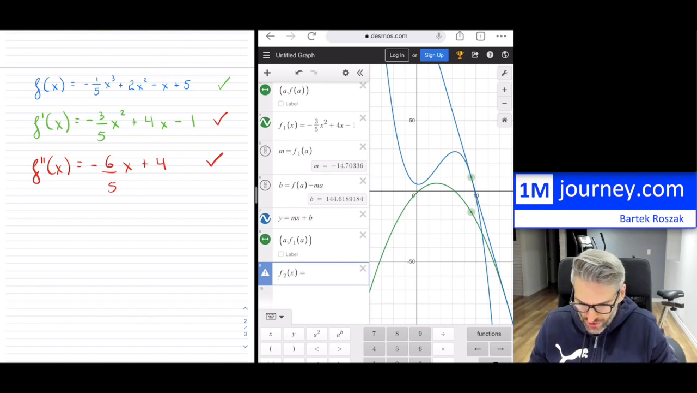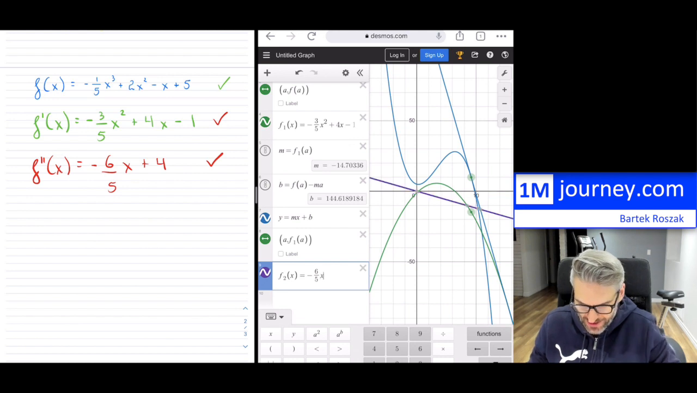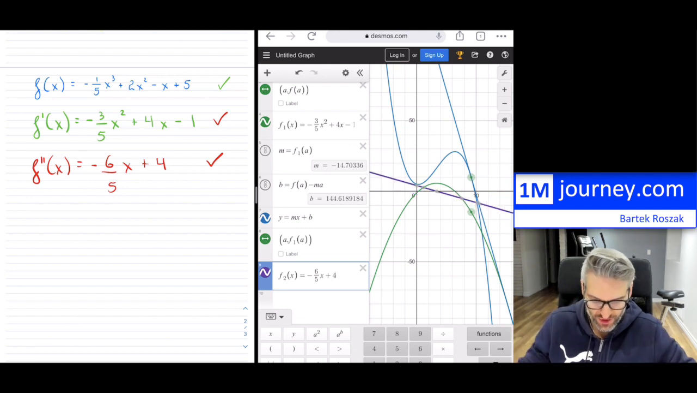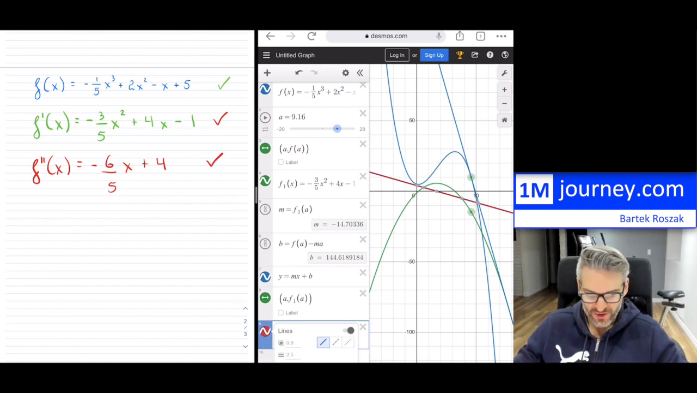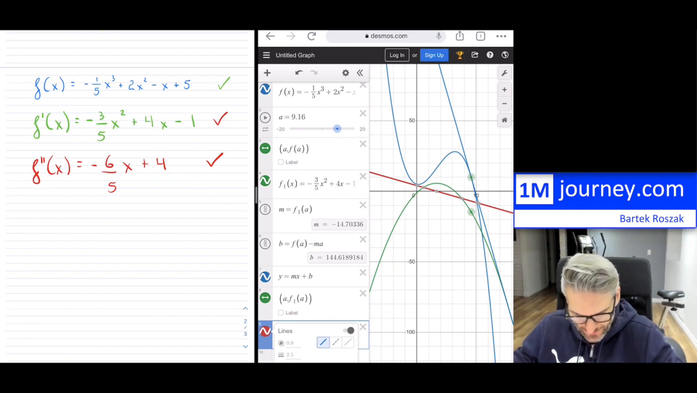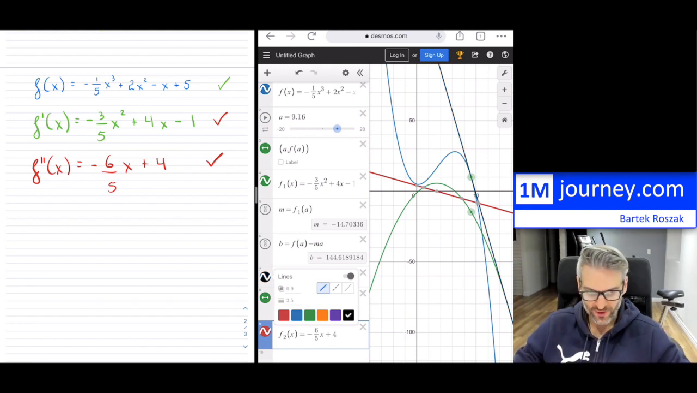And then it equals negative 6 all over 5x plus 4, which is just a line. I'm going to try to see if I can squeeze that out and make it, oh, I can make it red. So there you go. So that's what I have right there. And then maybe that original one, I'll make black. Okay, so there you go.